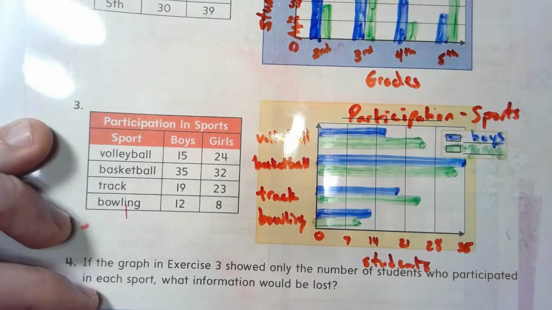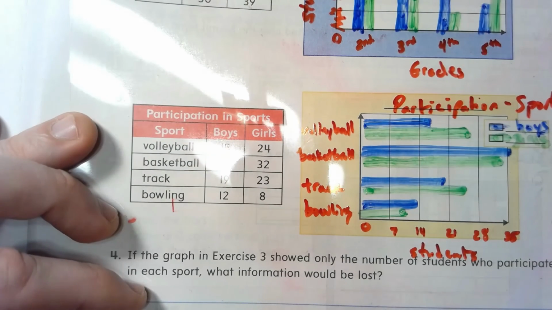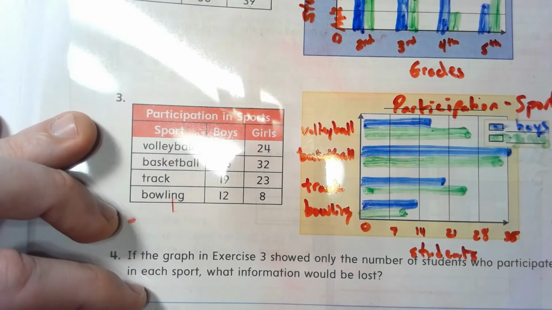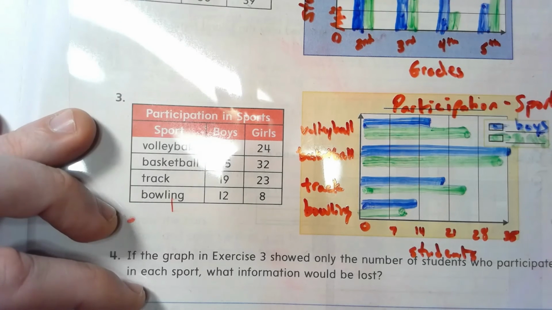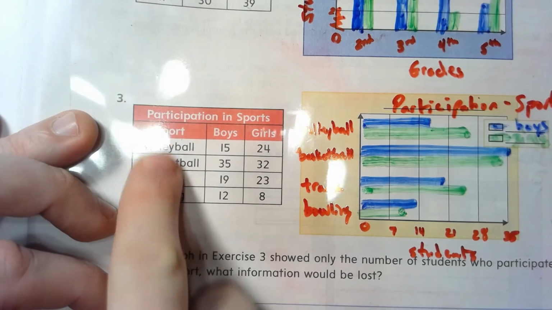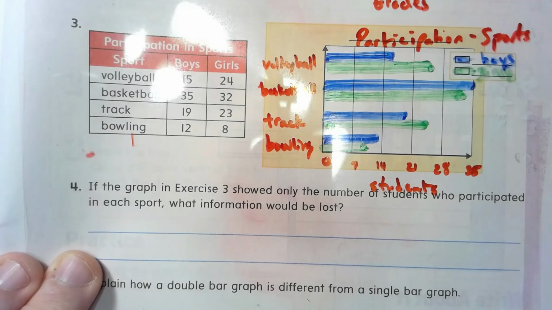Can't really read that, but you get the idea that when we're creating our double bar graphs here, we're looking at ways that we can compare segments within a population of data. And in this case, the segments that we're comparing are boys versus girls within the population of what sports those students participated in. And lastly, let's look at question 4.